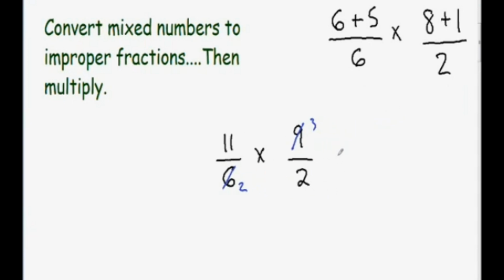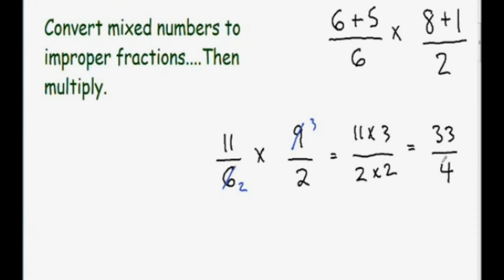So now I'm going to multiply these two fractions. Once again, I'm going to multiply my numerators and my denominators. In our numerator, we have 11 times 3. And in our denominator, we have 2 times 2. So in our numerator, we have 11 times 3, which is just 33. And in our denominator, we have 2 times 2, which is just 4. So now we have a final answer of 33 over 4.